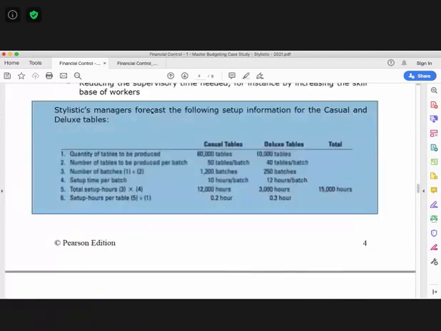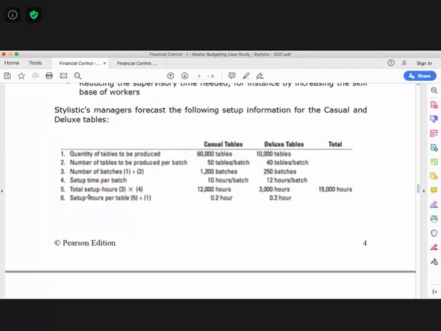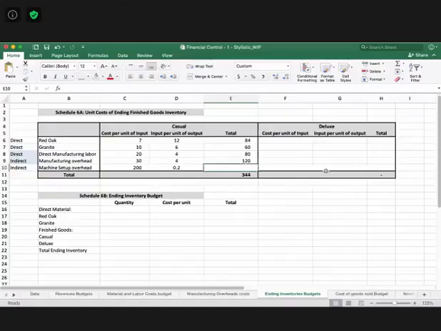Okay, so the Statistic Manager forecasts the following setup information for casual and deluxe. So the calculation is already done. 0.2 is 0.3. So this is where I pick up my information. Just to be clear, I can put 0.3 here already, so I don't have to go back.